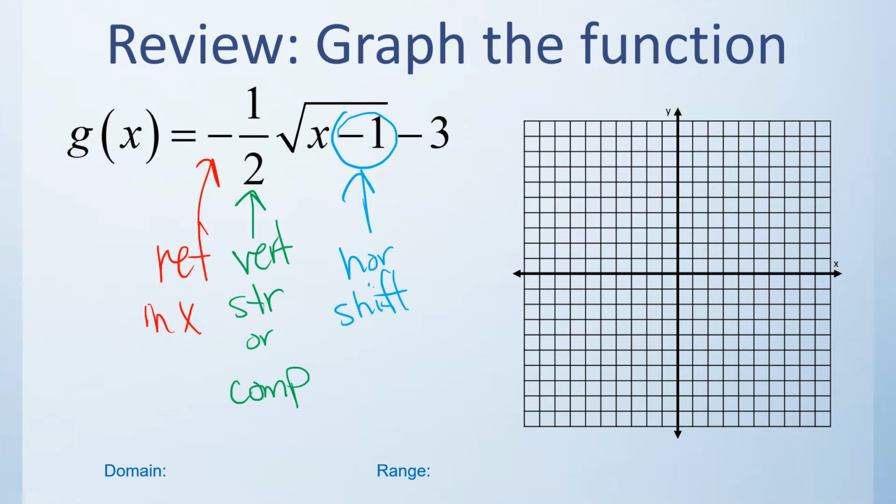And lastly, a number that's being added or subtracted outside of the function, whether it be at the end or at the beginning, is still a vertical shift up and down. And there's nothing special about the signs. So today, understanding those four pieces of information are going to help us write our function.